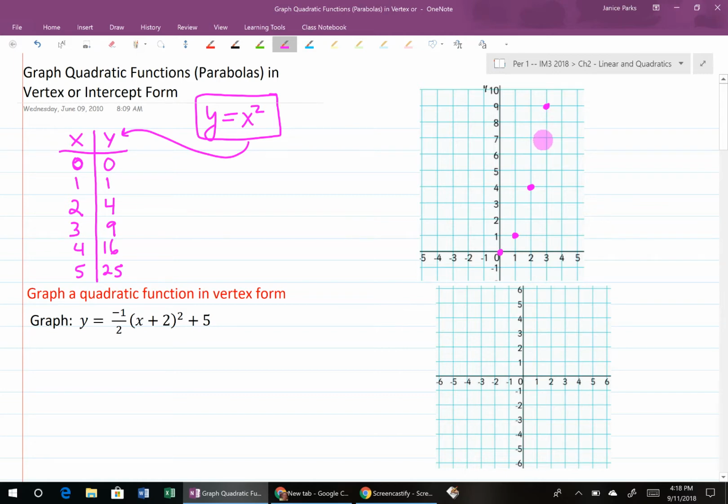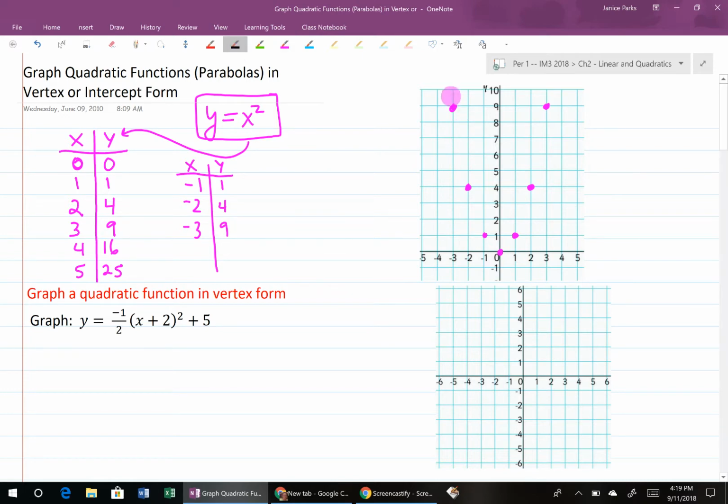It is a reflective or a symmetric graph. So if you were using -1 for x, the y would still be 1. If you were using -2, it'd still be 4, -3, 9, and so on. So on the opposite side, the points are exactly the same places on the negative side of the vertex. So if I go left 2, I still go up 4, because that's what -2 squared is. And if I go left 3 from the vertex, I still go up 9.